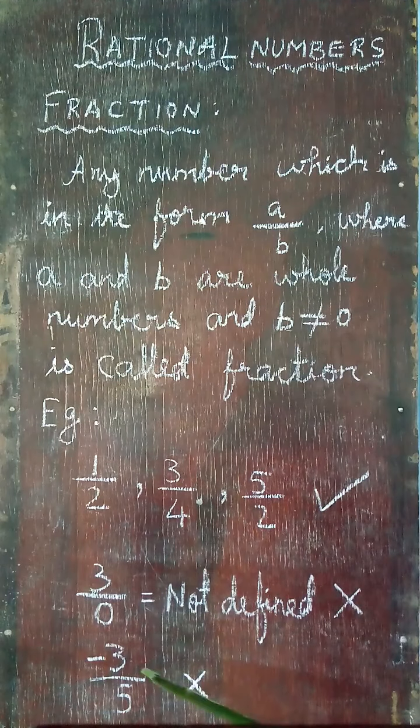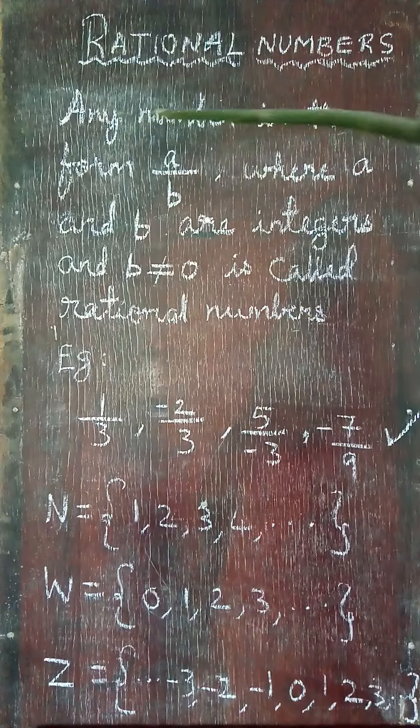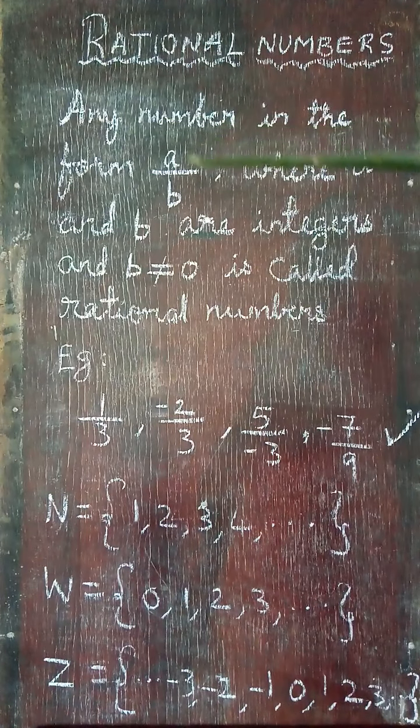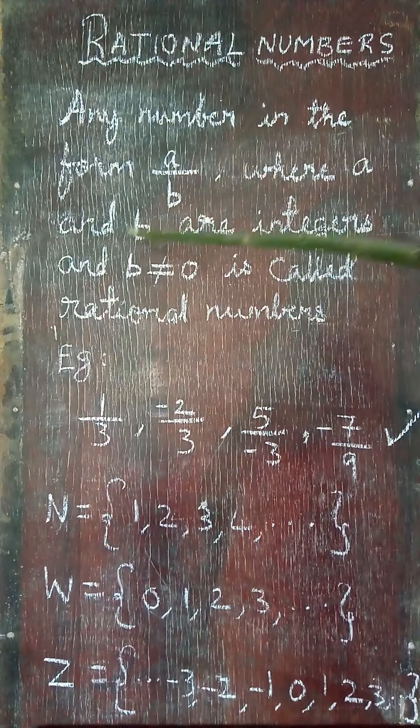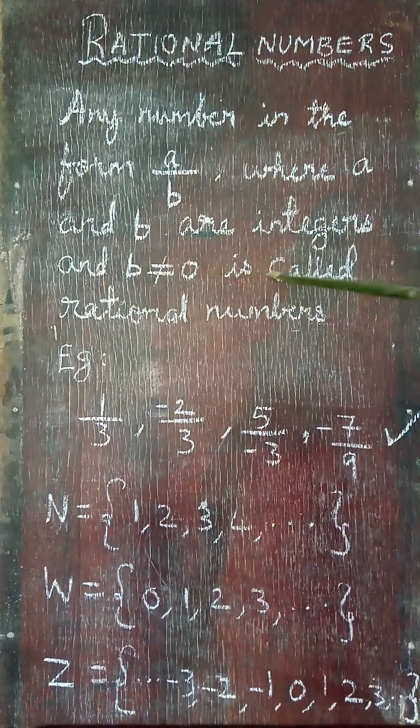So what is it called? It is called a rational number. We are going to see about that now. Rational numbers: any number in the form a by b, where a and b are integers and b does not equal 0, is called a rational number.